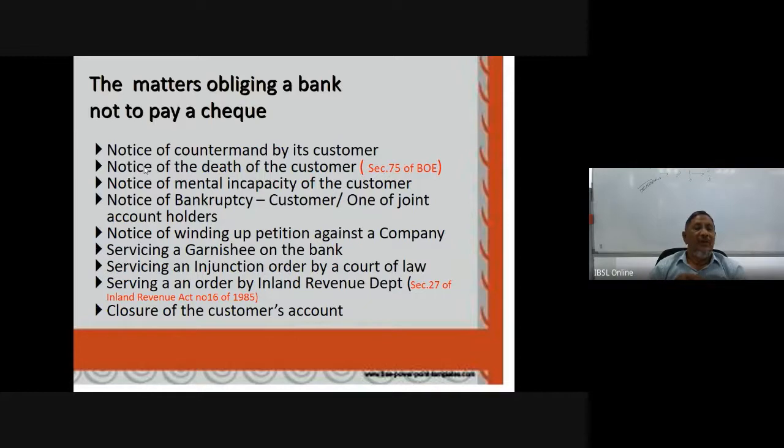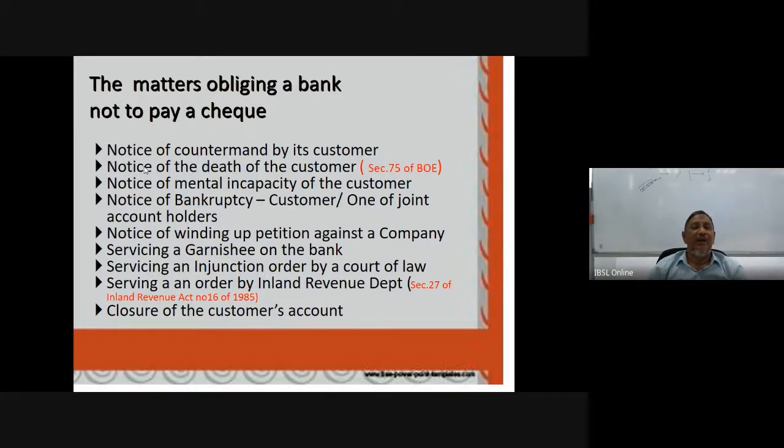If you look at the newspaper, you may find that a customer or company has been declared bankrupt by a court order. Once it is bankrupt, there is no contractual capacity, so you have to stop and return the checks. Notice of a winding up petition against the company. Under Section 7 of the Companies Act, notice is published that the company is going to wind up; checks on that account you cannot pay.